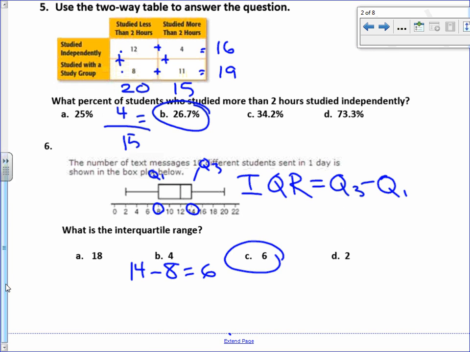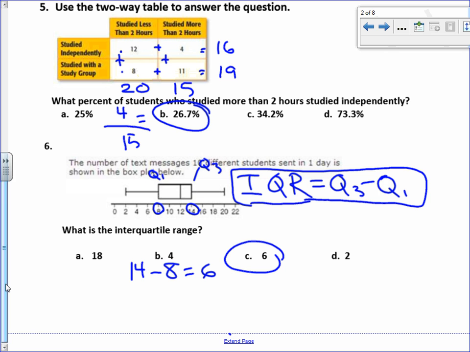All right. So it says the total number of text messages, the number of text messages 10 different students sent in one day is shown in the box plot below. So what I did here was I identified Q1 and Q3 because that's how you find the interquartile range. It's Q3 minus Q1. So that's an important formula. Hopefully you already have it on your index card or you're about to put it on there.